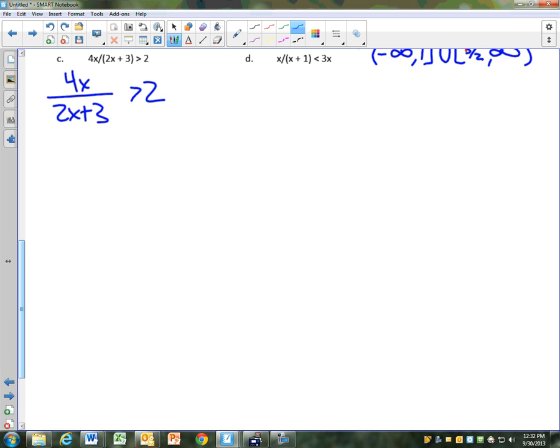Okay. Well, let's pretend like you're taking a test on this now, like Mr. Gens said. Okay, pop quiz. So, you have to identify the first step. What do I do first? Equal to 0. So I got 4x over 2x plus 3 minus 2 is greater than 0.